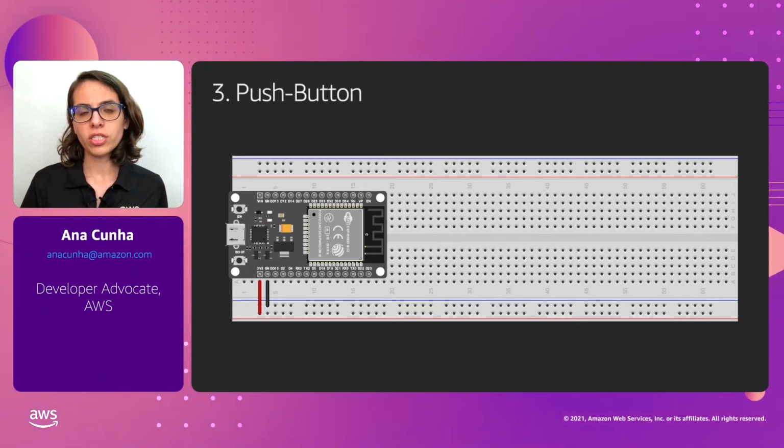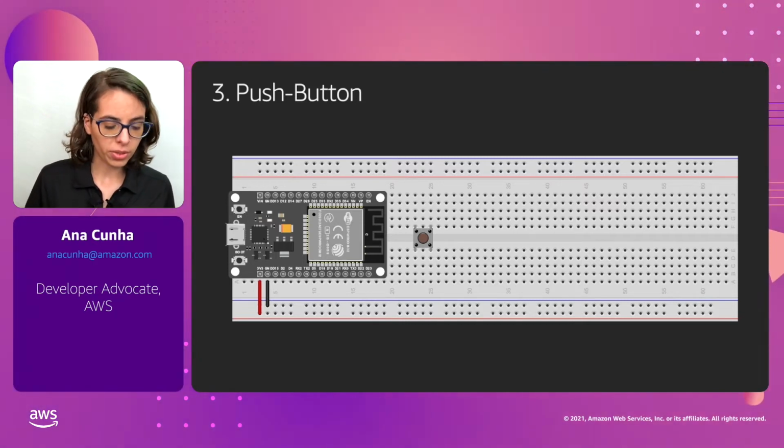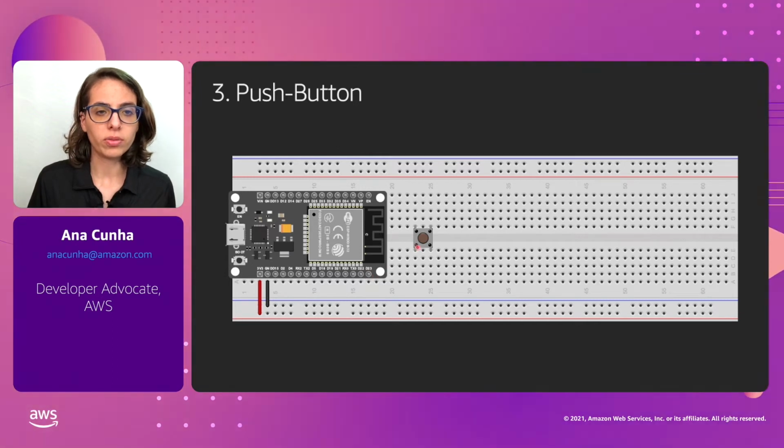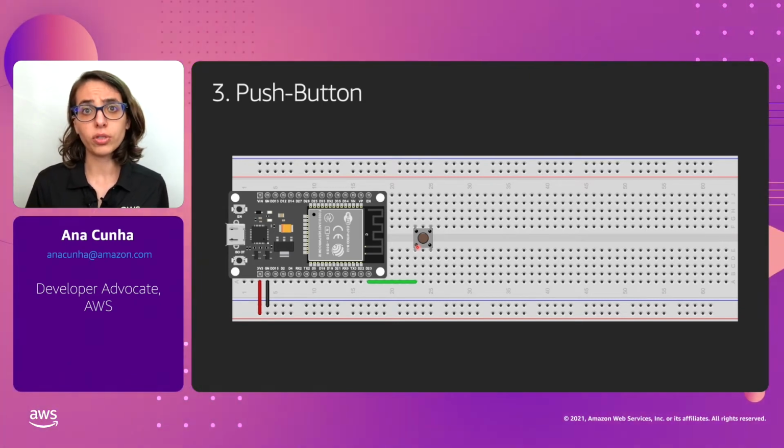With our ESP32 connected, it's now time to connect the push button. We're going to connect pin number 23 on the ESP32, this one right here, to the push button. We're almost done with our circuit, but first let's talk about how the push button works.